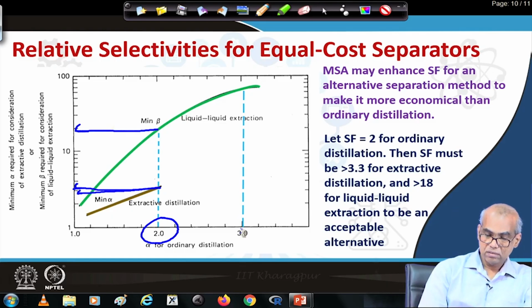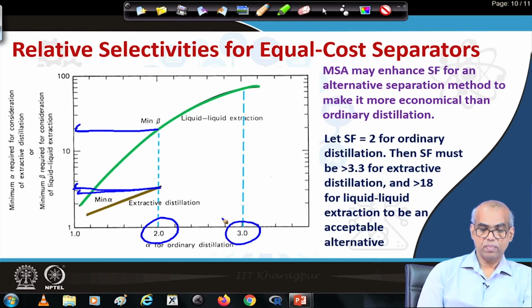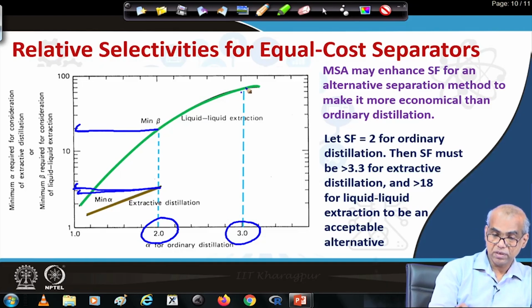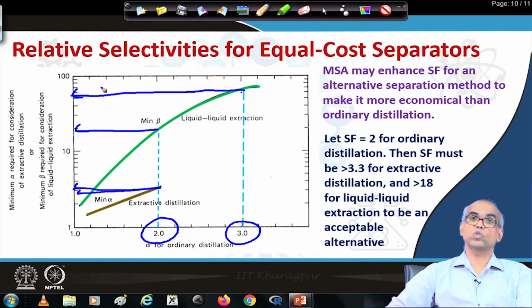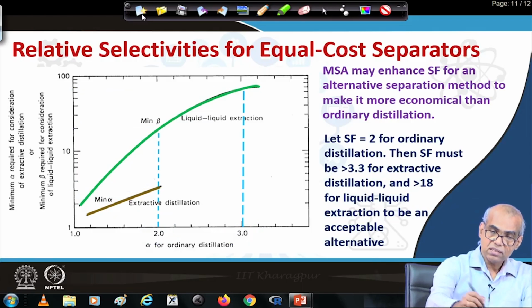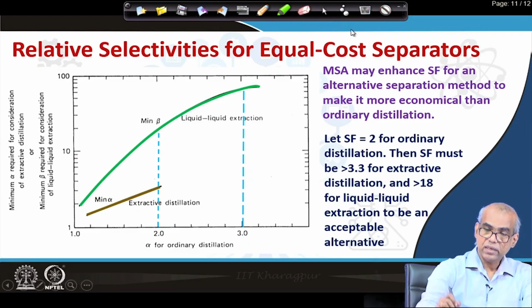Similarly, when the separation factor for ordinary distillation is 3, note that the separation selectivity, which is separation factor for liquid extraction, has to be very high, I think in the range of 70 or so. So, such a figure based on equal cost consideration will guide us to select the appropriate method.